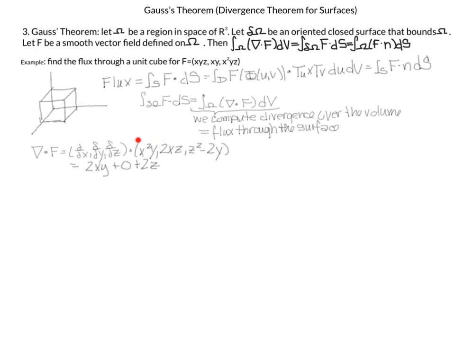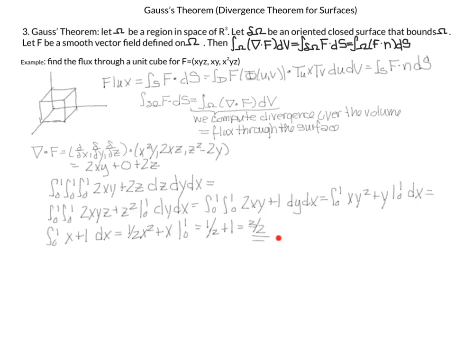So the derivative of the first term with respect to x is 2xy. The derivative with respect to y is 0, since there are no y terms. And the derivative with respect to z is 2z. And now, again, it's a volume integral. I can just set it up. And for the cube, this is very easy because x goes from 0 to 1, y goes from 0 to 1, and z goes from 0 to 1. So I do the integration, and I get the same answer, 3/2.